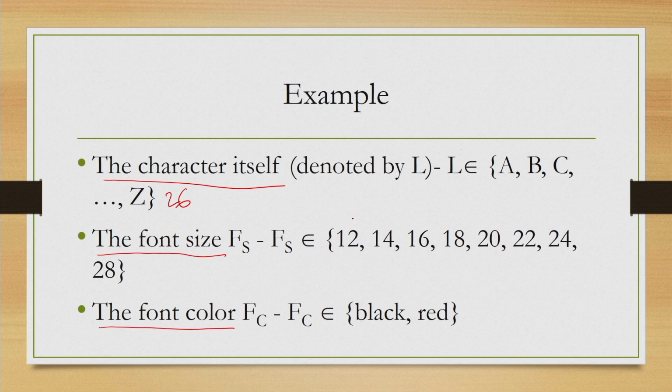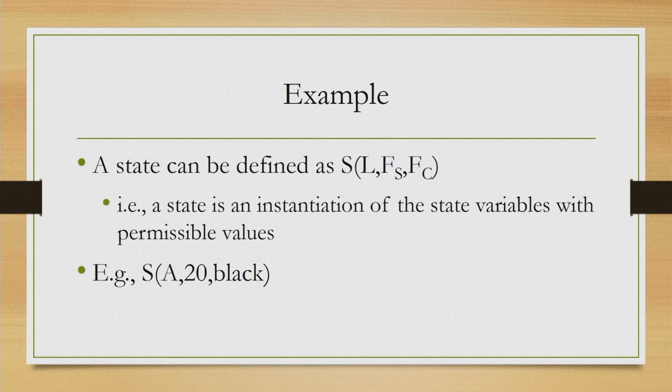So, we are defining 8 font sizes, and this font size variable can take any one of these 8 values. Font color, there are only 2 values, black and red, and this font color variable can take either of these values. So, then total how many states are there in the system? For character there are 26 possible values, for font size there are 8 possible values, and for font color there are 2 possible values. So, total number of states can be 26 into 8 into 2.